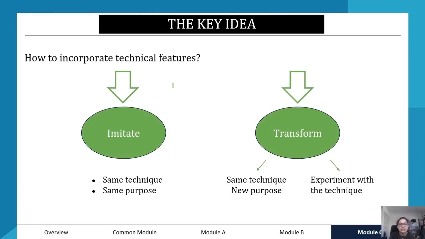So, how to actually incorporate technical features? There are two ways in which you can do that. The first way is that you can imitate the technical features from your prescribed text. So you can have the same technique and the same purpose. But because you're writing a different piece of writing and you're writing for a different purpose to a different question, more than likely you won't have the same purpose. So instead, more than likely you'll be transforming. So you can transform by having the same technique and a new purpose, or you can actually also experiment with the technique. You also have the liberty to do that.